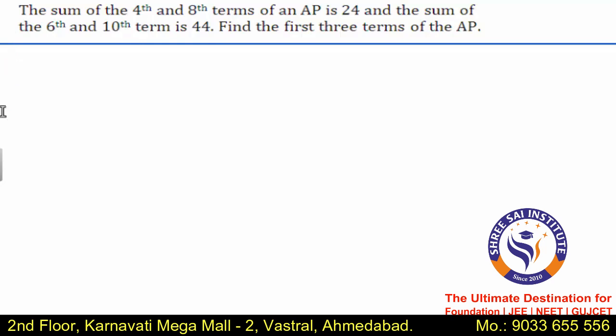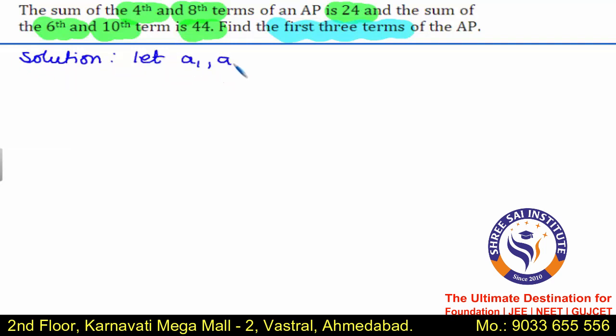This question says that the sum of the 4th and the 8th term of an AP is 24 and the sum of the 6th term and the 10th term is 44. Find the first 3 terms of the AP. First, let us suppose that A1, A2 and A3 be the first 3 terms of the required AP, with common difference D.